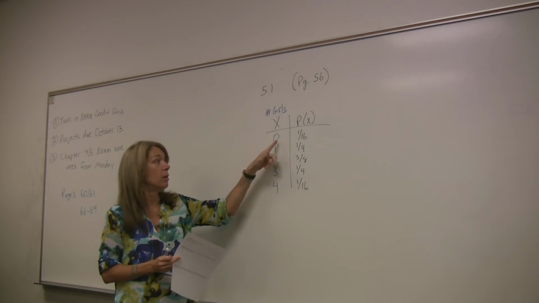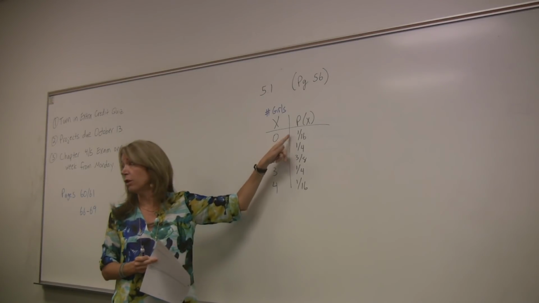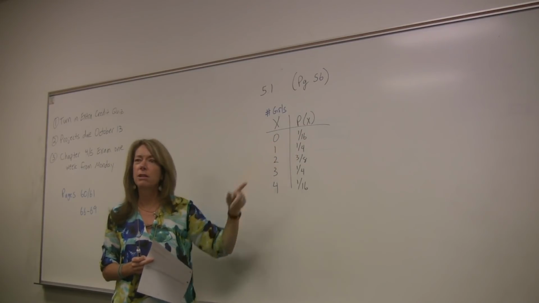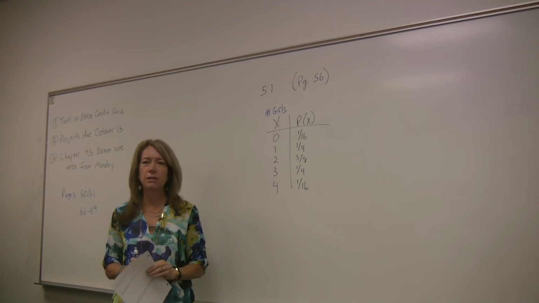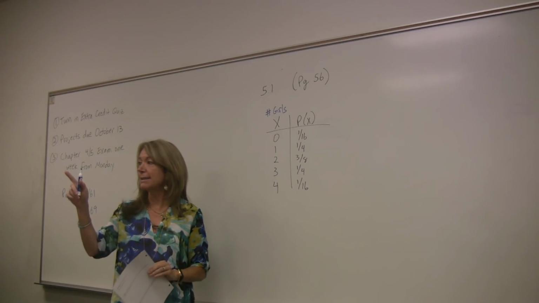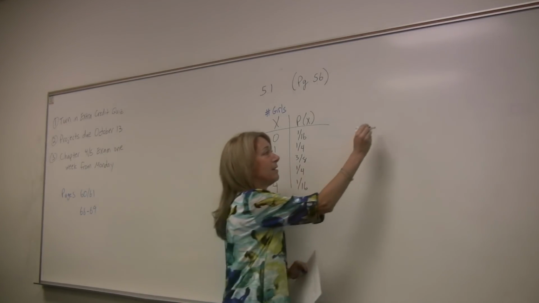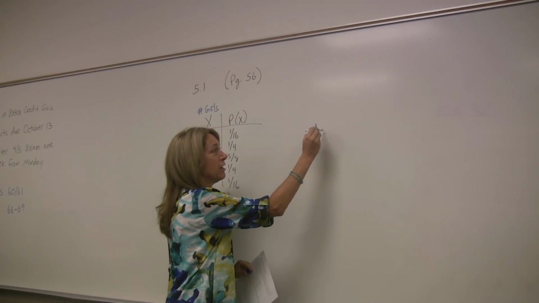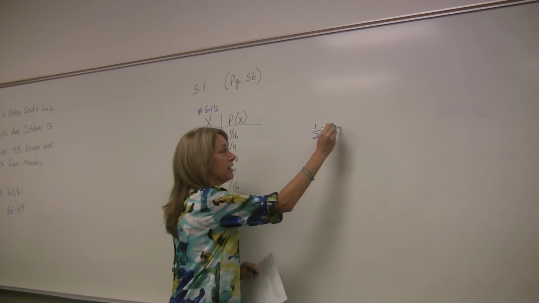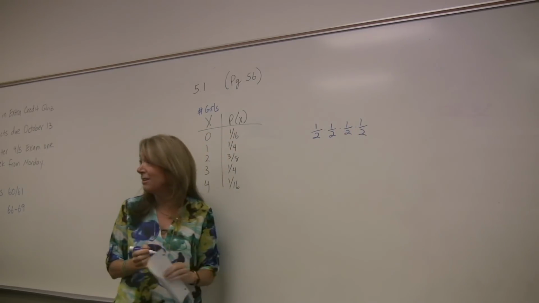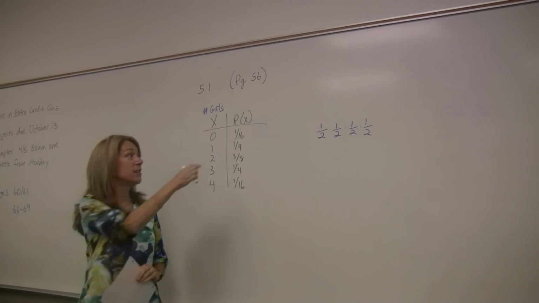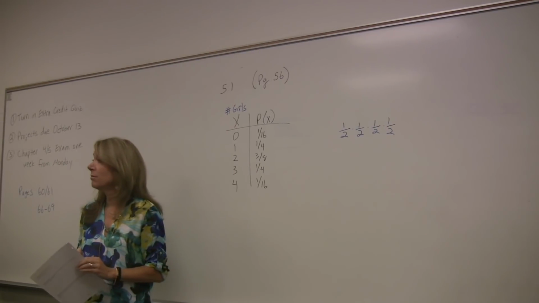For example, the probability of no girls in a family of 4. Here's a little review question for you. How would you find the probability of no girls in a family of 4? Yes? 1/2 to the power of 4. 1/2. So the first one's not a girl, the second one's not a girl, the third one's not a girl, and the fourth one's not a girl. That actually is where that number comes from.